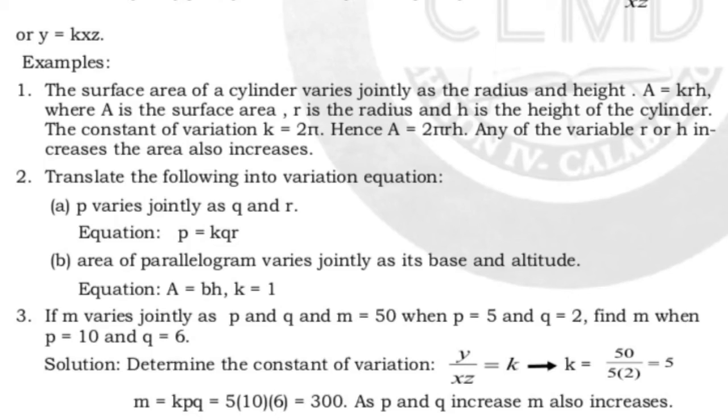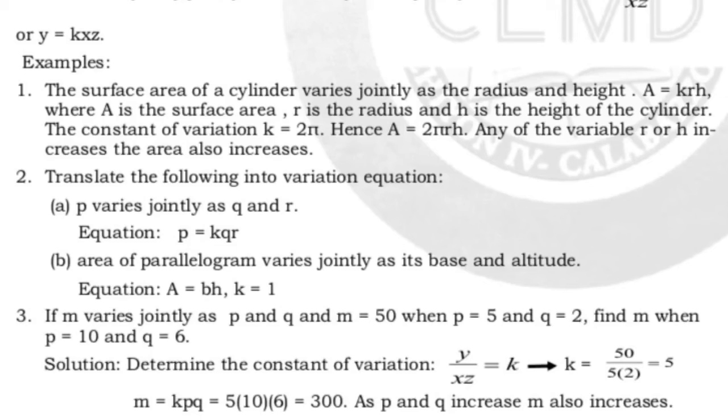Number 2, translate the following into variation equation. A, P varies jointly as Q and R. So for the equation, we can have that one as P equals k times Q times R. Letter B, area of a parallelogram varies jointly as its base and altitude. So the equation will be A equals k b h, b for base and h for altitude, where k is equal to 1. So these are just examples of joint variation.